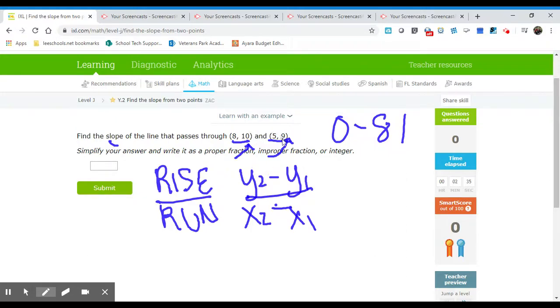Okay, so here's the trick. Just because this is number 2 in the set, it doesn't make it y2. You can pick whichever y you want. You can start with whatever y you want. You don't have to use them in order. So what I like to do is pick the bigger y to start with. So let's do that. 10 is bigger than 9, so 10 minus 9 is 1, and then 8 minus 5, subtracting the x's, is 3. So our answer here is 1/3. 1 over 3. Turn that in.